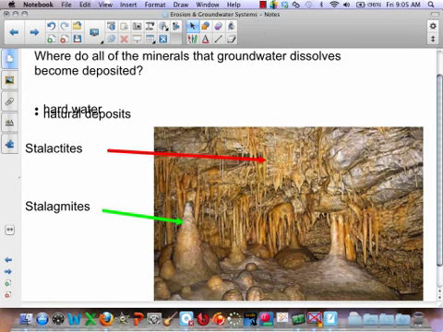Hard water. Ice. That's hard. Ice, glaciers. Water. Like it's filtered, but it's not.